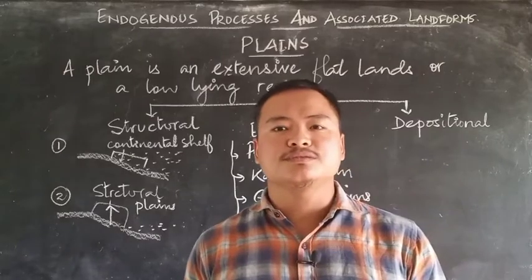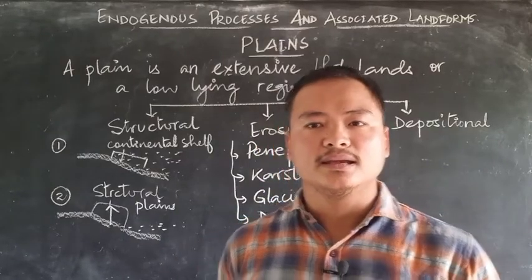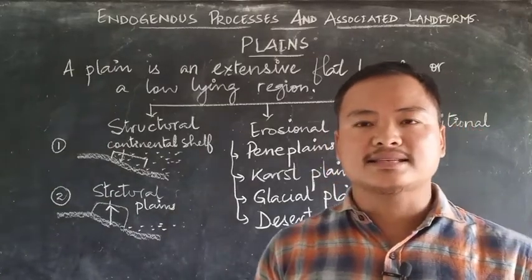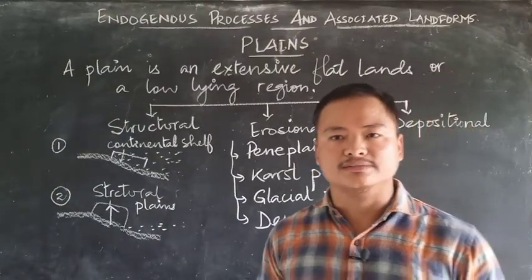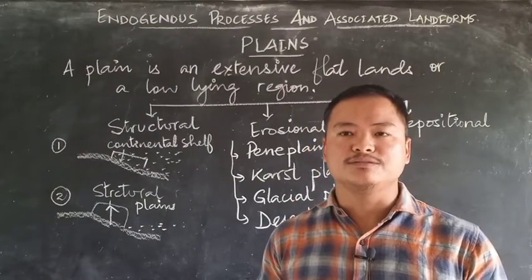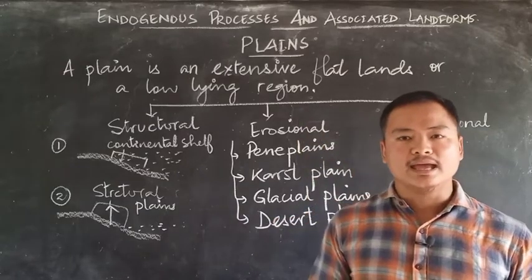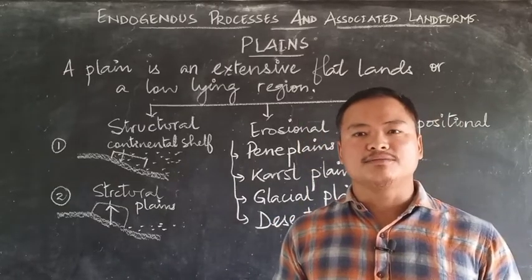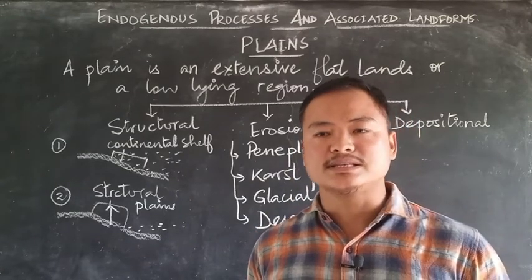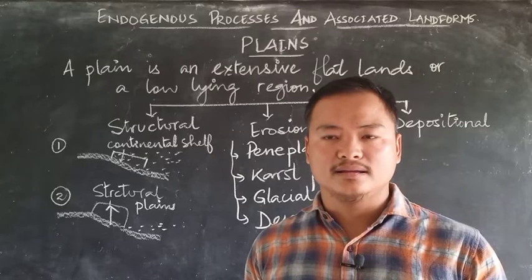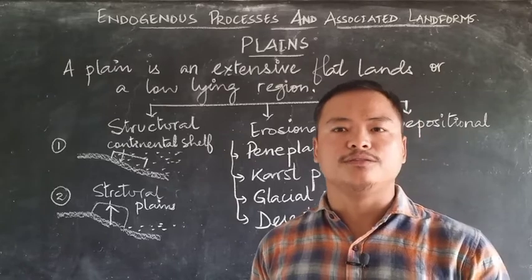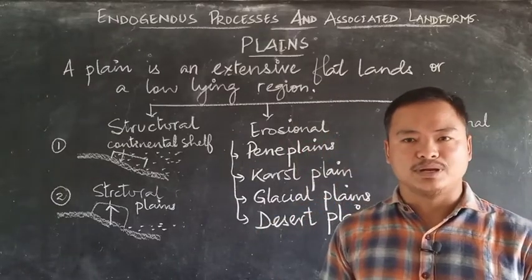The last one to discuss of the erosional plains is the desert plain. Deserts are an extensive land which are mostly covered by sands. They are dry and are mostly formed of loose material, that is sand. And these sands are very easy to be carried by the wind. So in deserts we see an impactful action of the wind erosion causing to form the plains known as desert plains.